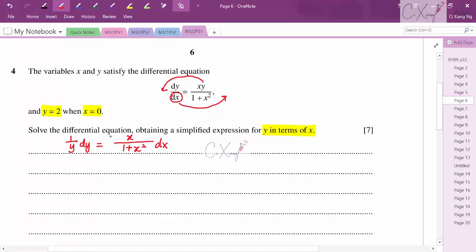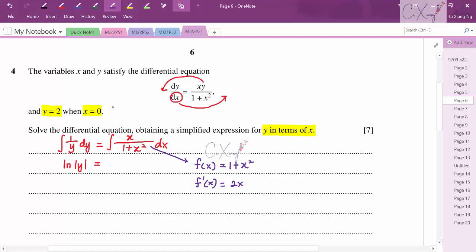And after we separate all the variables, we can start to put the integration sign. We have to integrate both sides to solve this differential equation. All right, so when I integrate 1 over y, very straightforward, I will get ln y. And it is equals to, generally we have to think about the technique that we can use to integrate this fraction. So if you observe it, generally this is a fraction, and for the denominator, if I let 1 plus x squared equals to f(x), and I find the f prime x, it will be 2x.